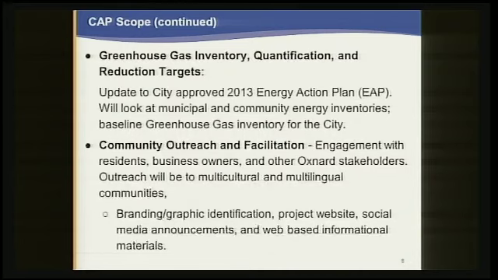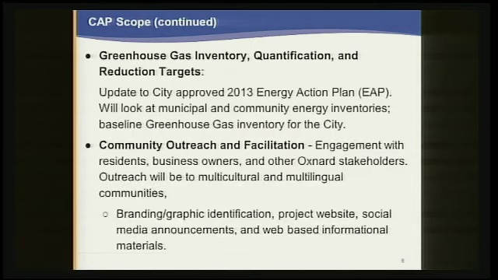I think we've talked already about how the CAP will look at greenhouse gas inventory and quantification. You may not know, but we have a 2013 Energy Action Plan. The CAP document will update that document, and it'll look at all the different sectors in the city to know how those different land use categories are impacting our greenhouse gas emissions, which we find will be a really good tool towards land use planning down the road as part of our general plan update.